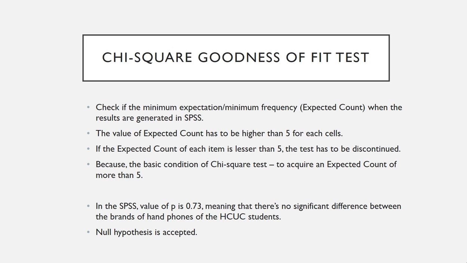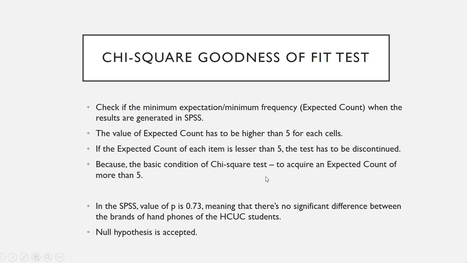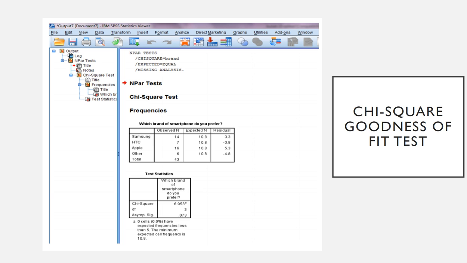Then check the minimum expected count when the results are generated in SPSS. The value of expected count has to be higher than 5 for each cell. See, everything is above 5. If it is lesser than 5, then you have to discontinue the test. But here it is more than 5.